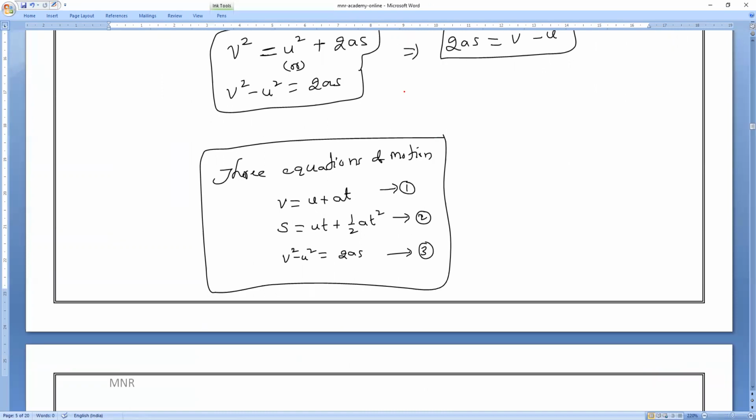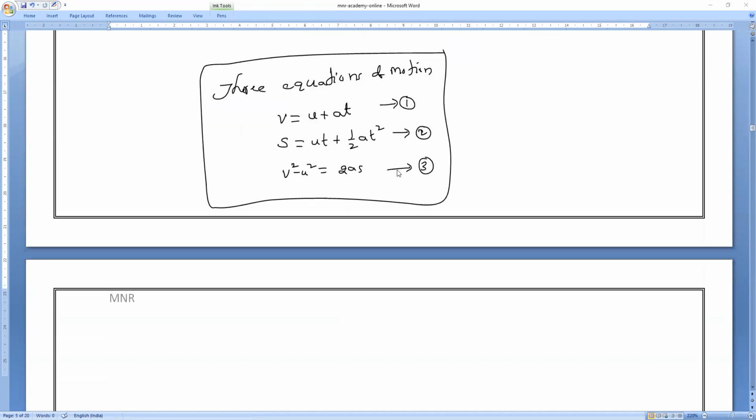Everybody, try to memorize the three equations of motion two times. Then we will go with the derivation of the equations of motion. If you are clear, then I will proceed. You should remember, you cannot forget these three equations of motion. We are going to derive them first by the graphical method in today's class, and tomorrow's class by the algebraic method. Both we will study.